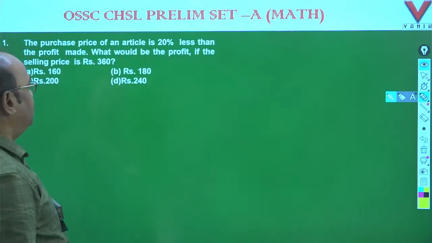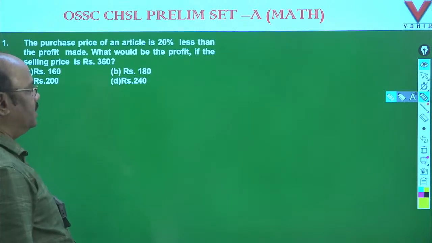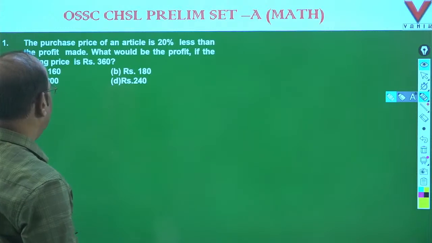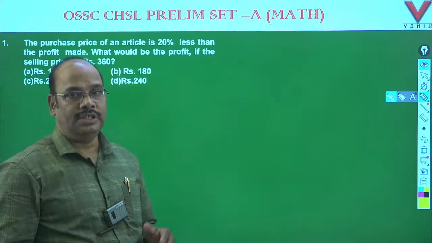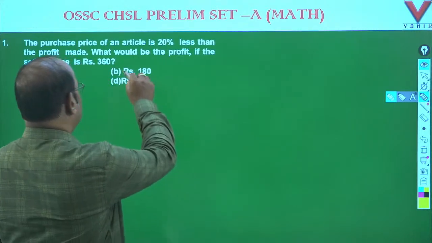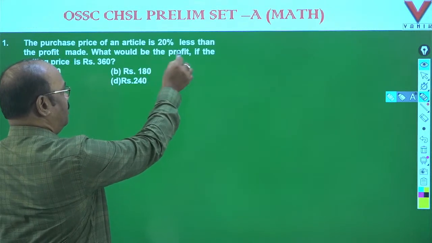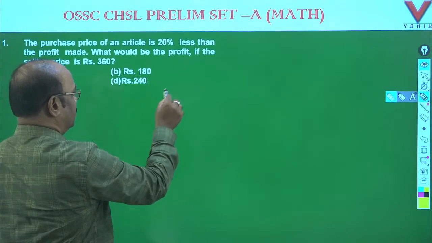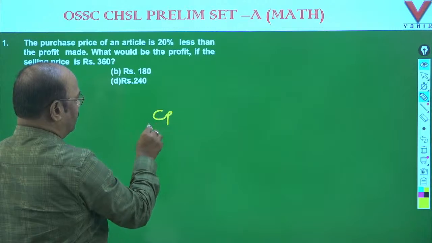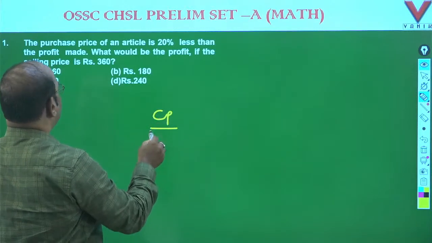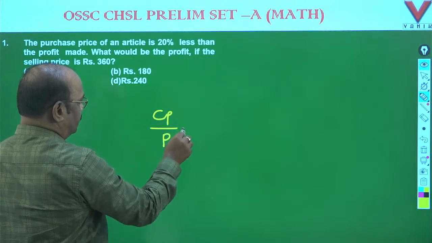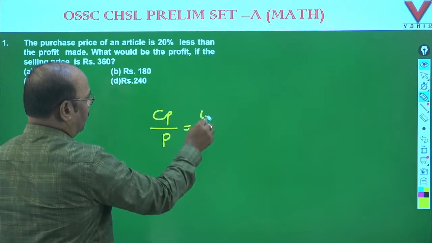The purchase price of an article is 20% less than the profit made. So what would be the profit if the selling price is 360? A ratio is given, so analyze from the ratio. Purchase price means cost price. 20% less means 80%. So I can say cost price is 4 by 5.